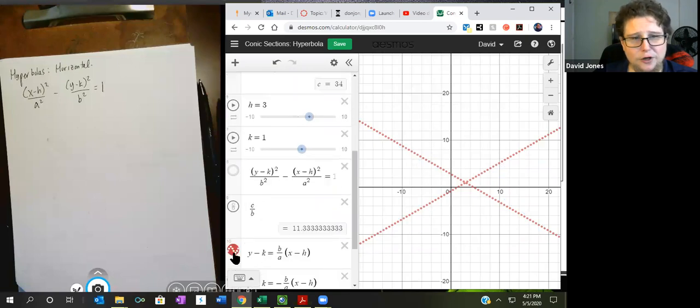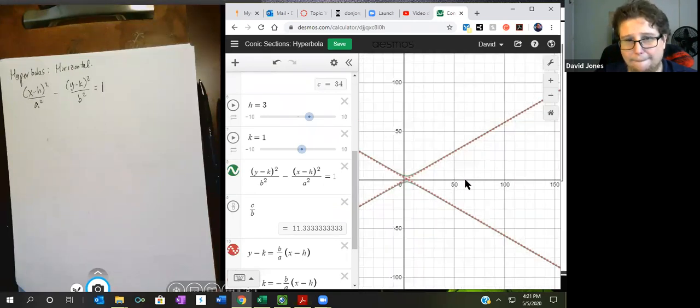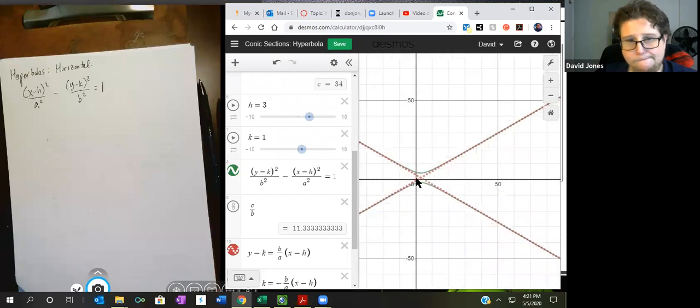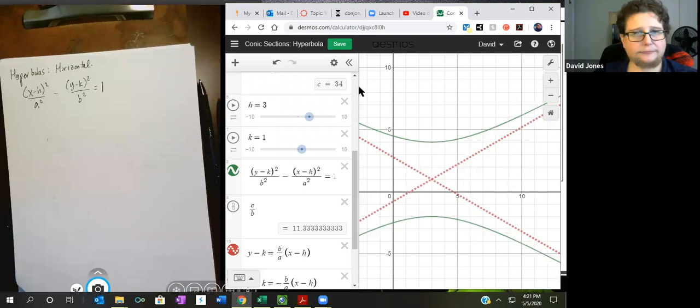If I just have them go the opposite way where the y one's positive, now it opens up and down, and they still never cross the asymptotes. Okay?